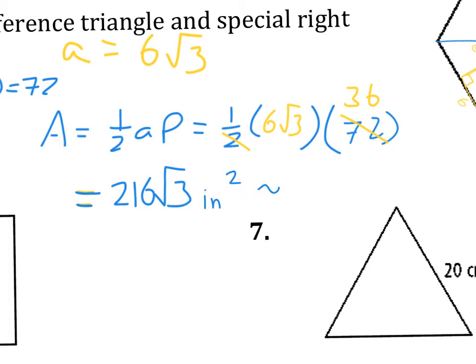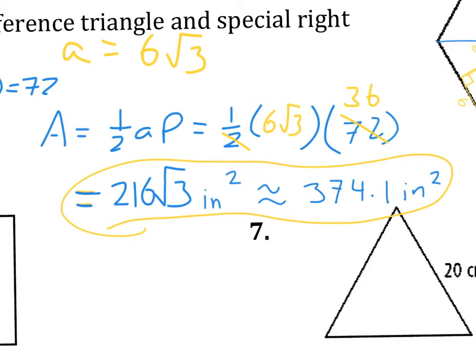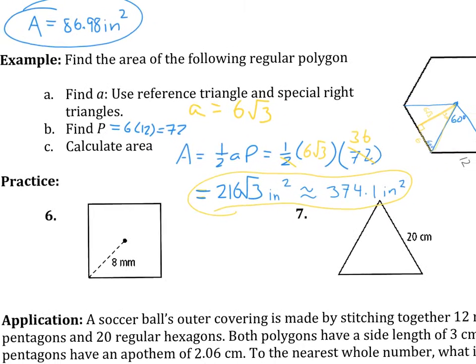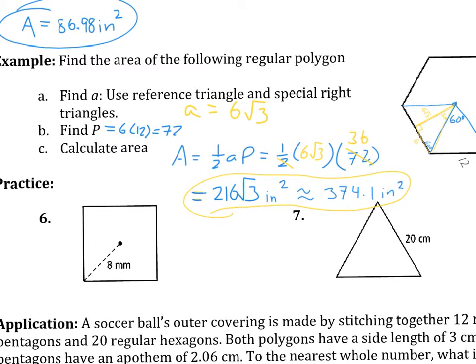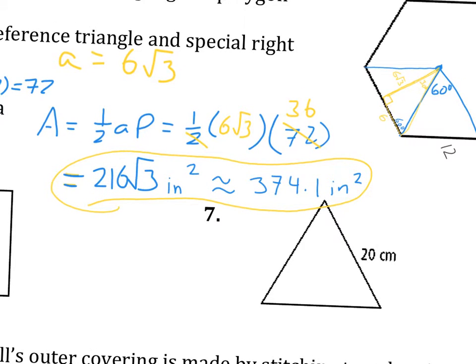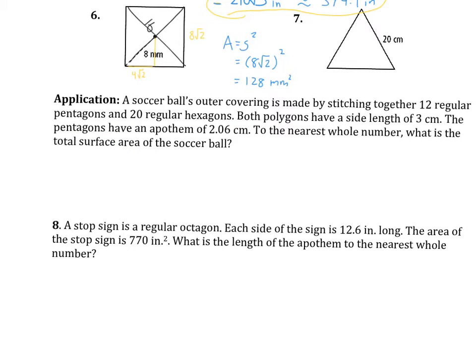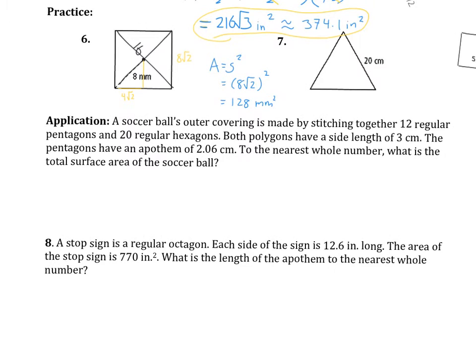So sometimes it may ask you to write the exact answer or keep it in radical form. So it's 216 radical 3 inches squared. But if you multiply out, which I'll just multiply this real quick, we get 374.1 approximately. And it doesn't say how to leave the answer, so it's wise just to be bilingual with your approximate and your exact.